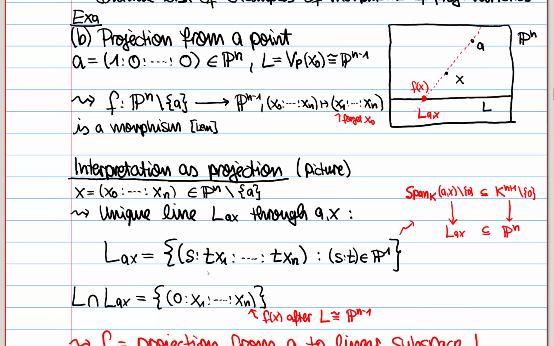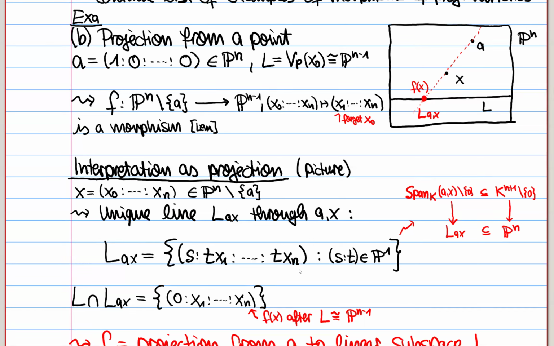And how do we get this concrete representation? Well, A was this point here, X was this point. And then if you take the linear span, these things are exactly the elements of this linear span, because we can take basically t times this point here. And then the first coordinate, by a multiple of A, we can choose whatever we want. So we can choose this to be s, and this time t times x_i.